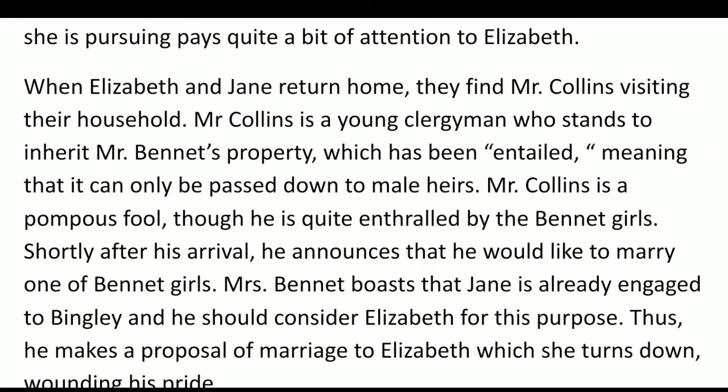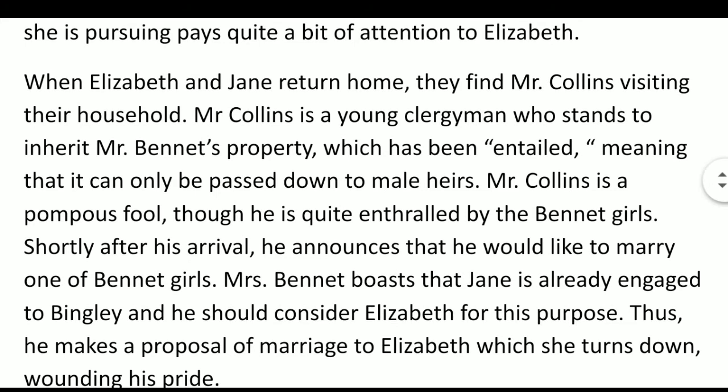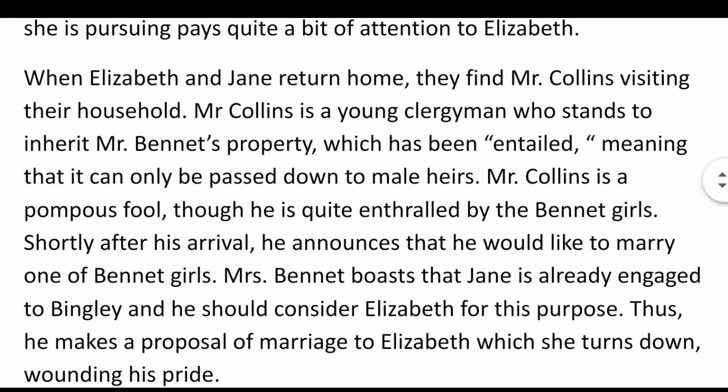When Elizabeth and Jane return home, they find Mr. Collins visiting the house. Mr. Collins is a young clergyman who stands to inherit Mr. Bennet's property, which has been entailed, meaning that it can only be passed down to male heirs. Mr. Collins is a pompous fool, though he is quite indulged by the Bennet girls.